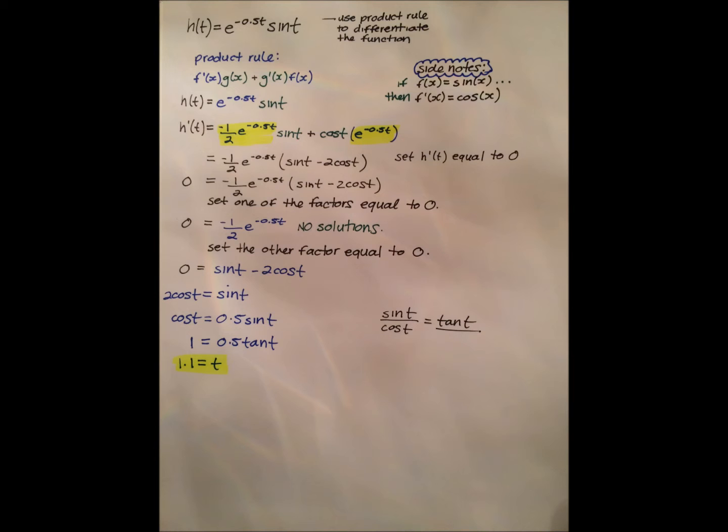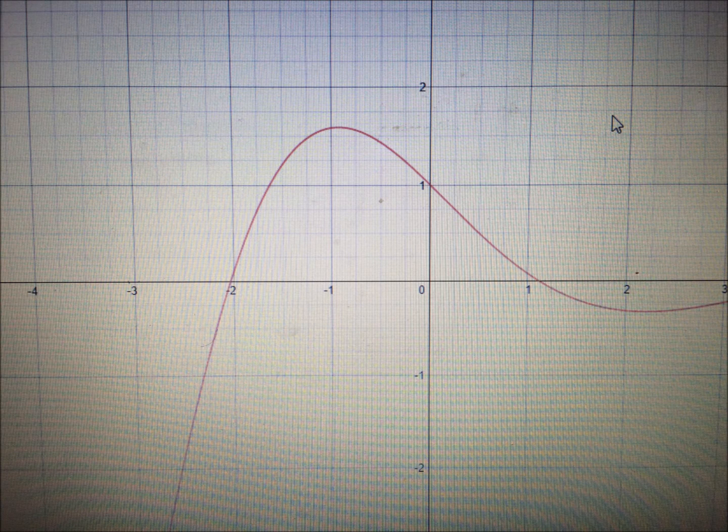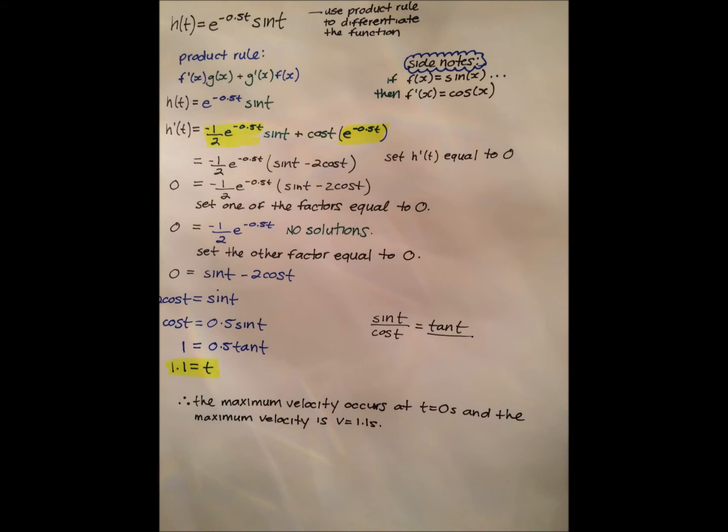Now to ensure that we're correct, we can put our equation into decimals. As shown in the graph, you can see that the maximum velocity occurs at t equals 0 seconds, and that the max velocity is indeed 1 meters per second. Now to conclude our question, we must write the final therefore statement. The maximum velocity occurs at t equals 0 seconds, and the maximum velocity is v equals 1.1 meters per second.